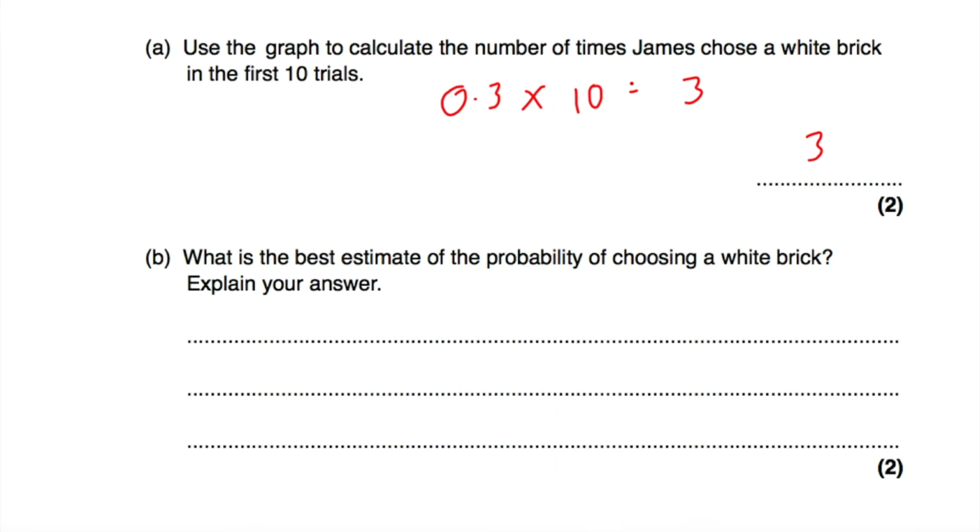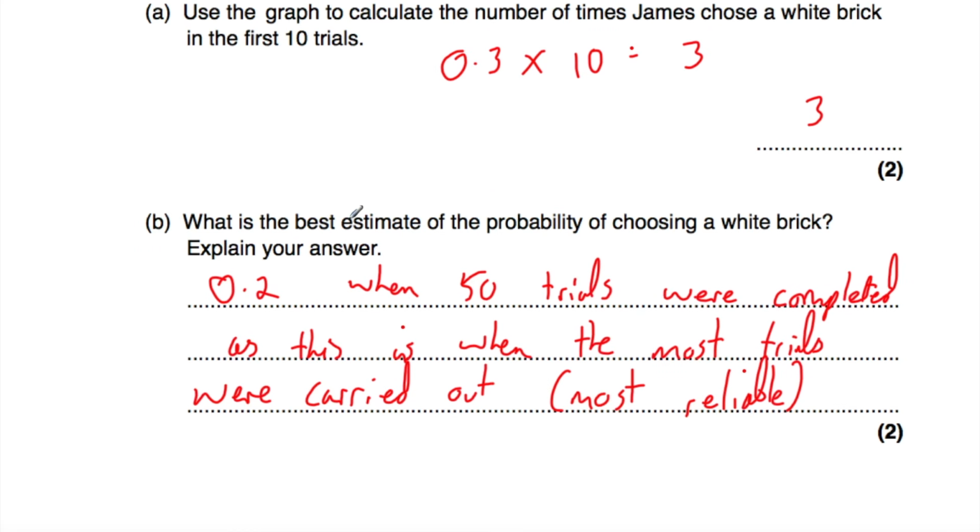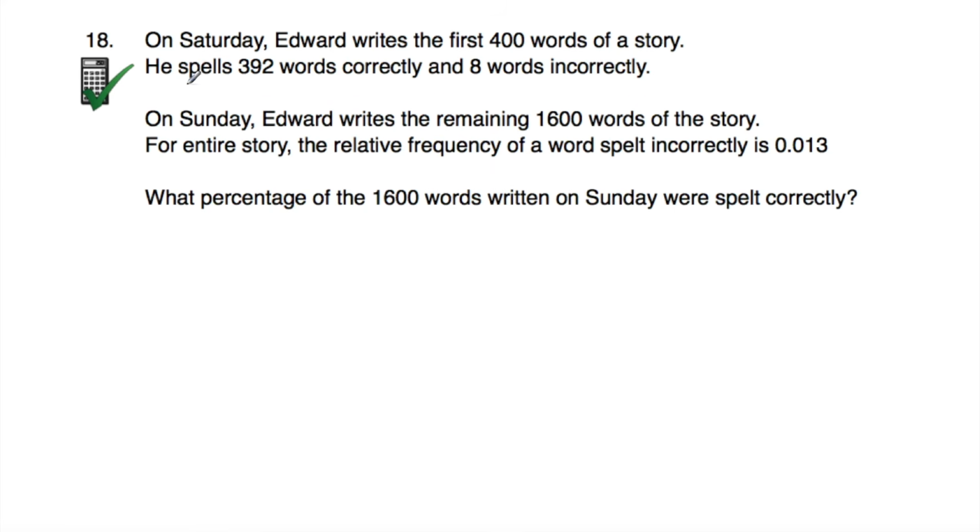So let's write that down. And that's it. I've just explained that our best estimate in terms of the probability of selecting a white brick would be 0.2, because that's when 50 trials were completed, and that's the most number of trials that were carried out, so it's the most reliable. Okay, let's have a look at our next question, question number 18.